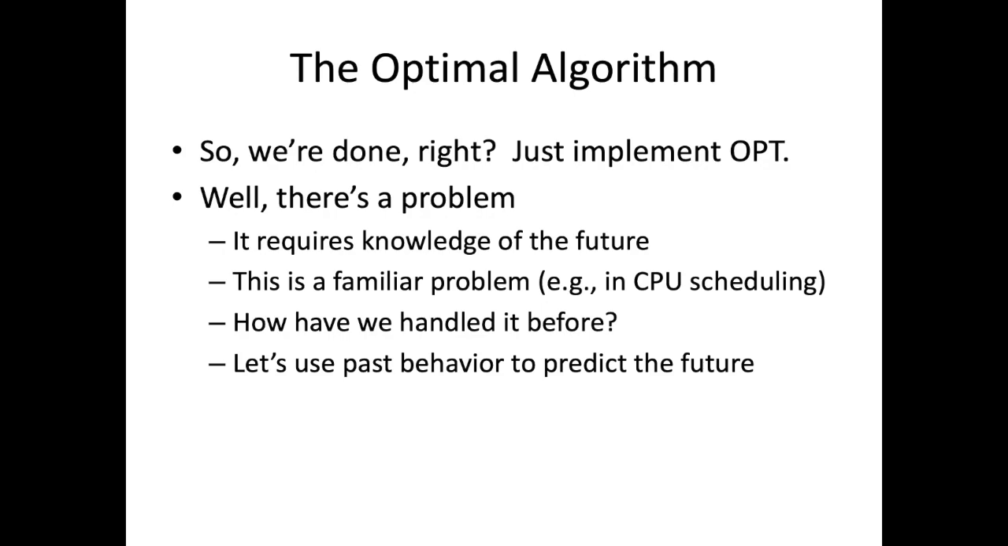To run the hand simulations of opt, we had to look ahead to what the process was going to reference in the future. And the OS doesn't normally know that. It's the process that chooses what pages it needs to access. And the OS can't normally know what that's going to be without letting the process try to access it. So we have an optimal algorithm, but one that's impossible to implement.